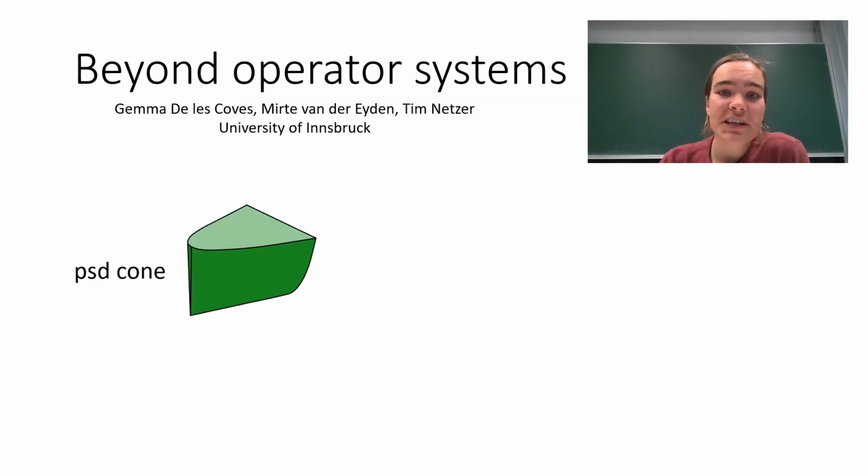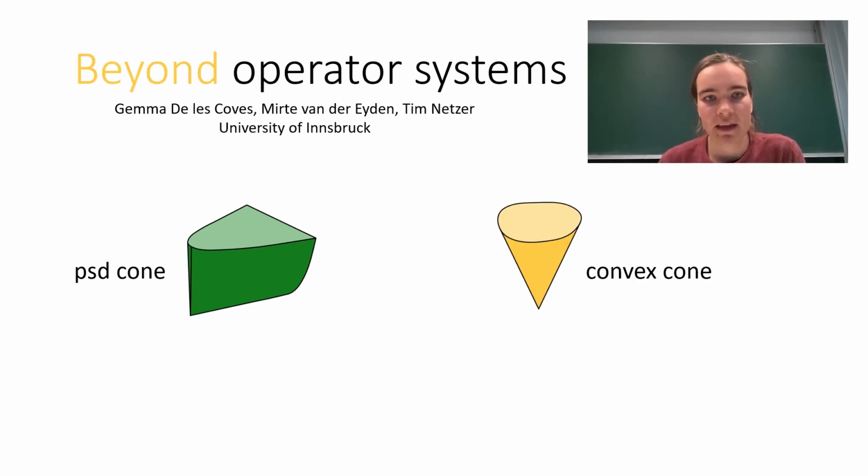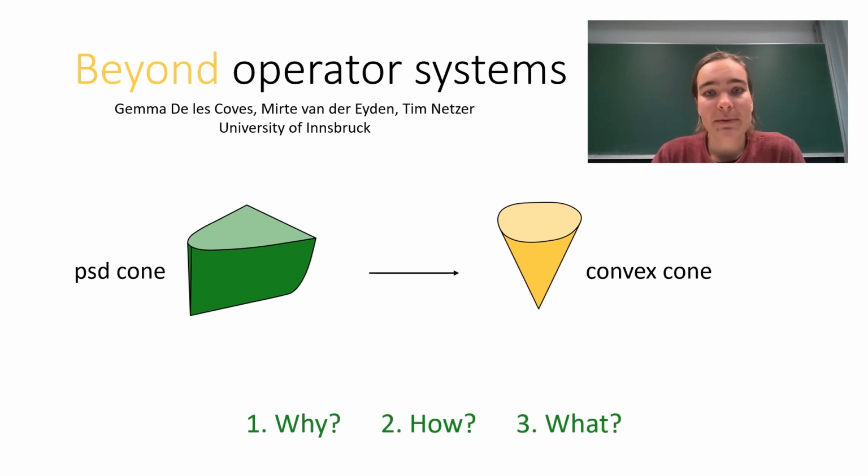Operator systems originate from the field of operator algebra, and they connect to semi-algebraic geometry, convex optimization, and quantum information theory. The central object is the cone of positive semi-definite matrices, the PSD cone, living in a vector space of Hermitian matrices. In this work, we go beyond operator systems. We replace the PSD cone by a general convex cone in a general vector space and define general conic systems. We prove many important theorems about operator systems in this generalized case. In this video, I will explain why we generalize, how we do it, and what our results are.